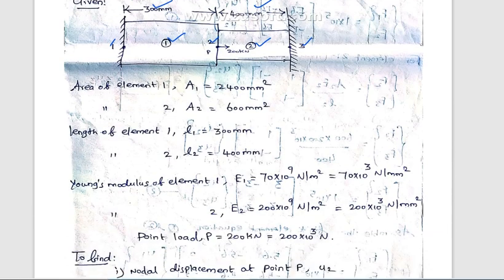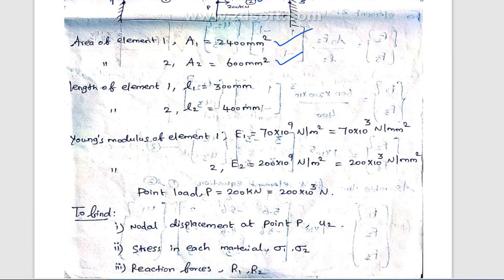The area of element 1 is A1 = 2400 mm square. The area of element 2 is 600 mm square. The length of element 1 is 300 mm and the length of element 2 is 400 mm, as already given in the sum. The Young's modulus for the material of element 1 is 70 into 10 power 9 Newton per meter square. You have to do a unit conversion, because the areas A1 and A2 are in mm square and the lengths are also in mm only. That's why you have to change the units from Newton per meter square to Newton per mm square. The Young's modulus for element 1 is 70 into 10 power 3 Newton per mm square.